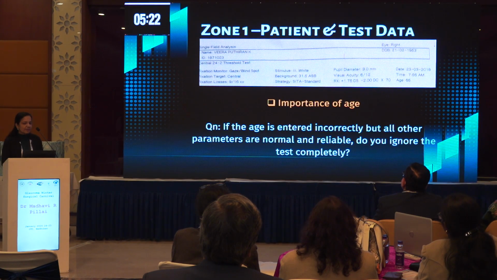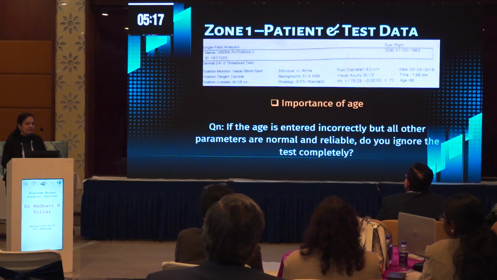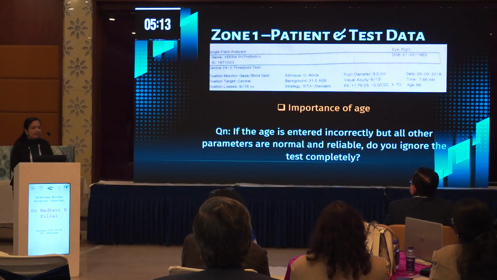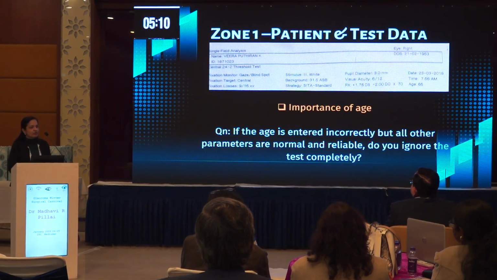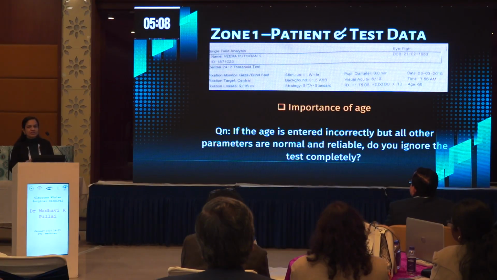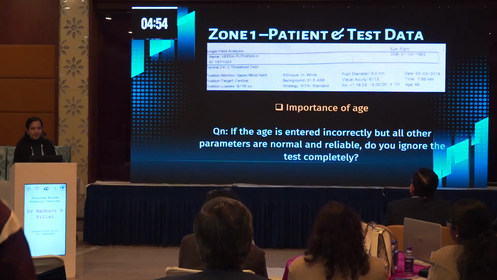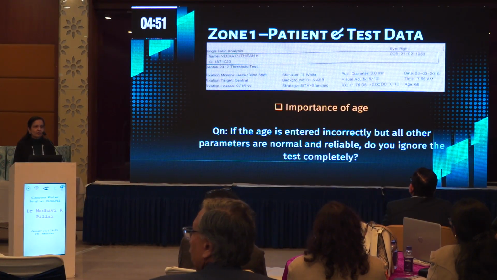So zone 1, the patient or the test data. It is very important that you identify the patient correctly and also look at the eye which is being tested. Apart from that, the importance of age. Why is age very important? Because in the entire visual field printout, most of the data is based on an age-matched normative database. So I have a question for you all. If the age is entered incorrectly, but all the other parameters are normal and reliable, do you ignore these tests completely, or will you still go on to look at this printout for something else?